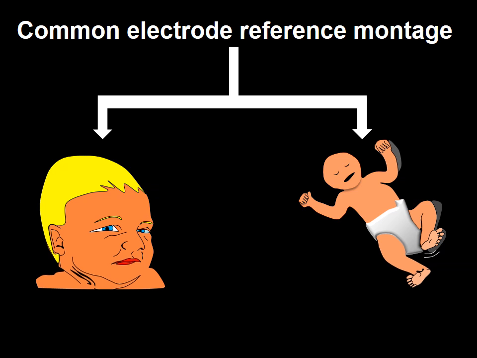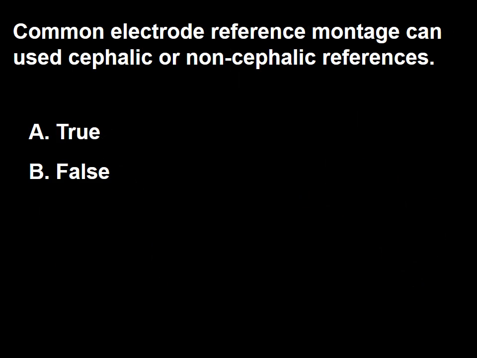In the body, the common electrode can be placed in the leg, in the anterior chest wall, and in the back of the neck. So the answer to this question is true.